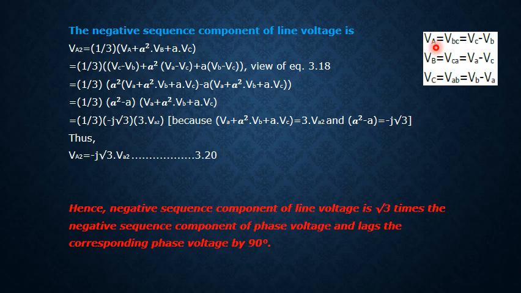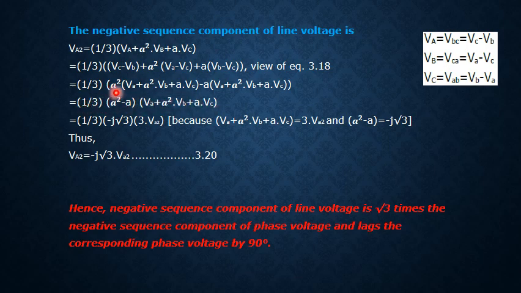So instead of writing line voltage, we are going to represent it once again with the phase voltage. So VA is equal to VC minus VB plus A square into VB. So VB is equal to, once again, VA minus VC. So line voltage in terms of phase voltage is equal to VA minus VC plus A into, once again, VC, which is nothing but VB minus VA. So if you further simplify it, we are going to get this equation.